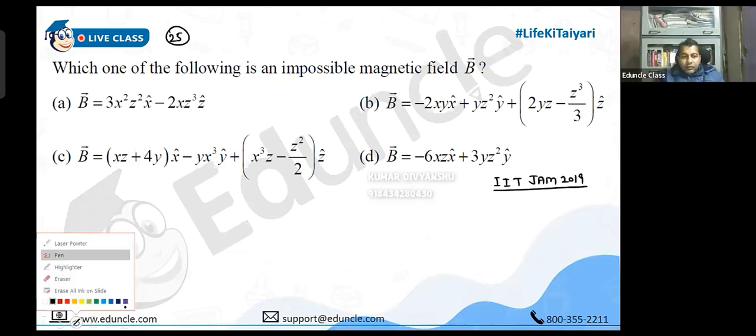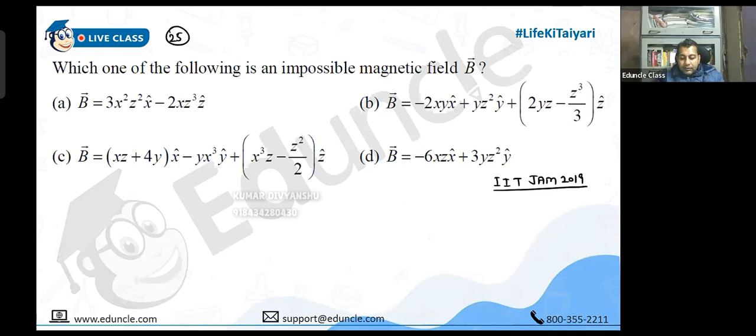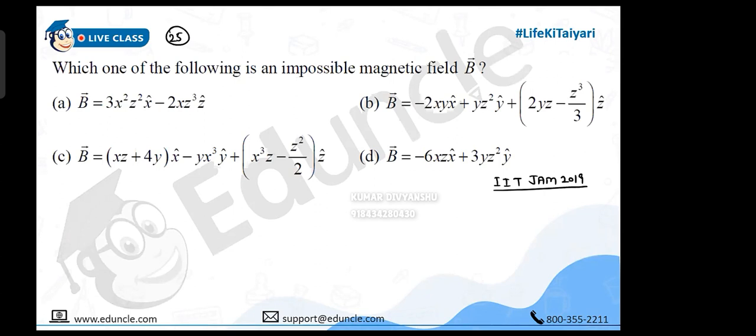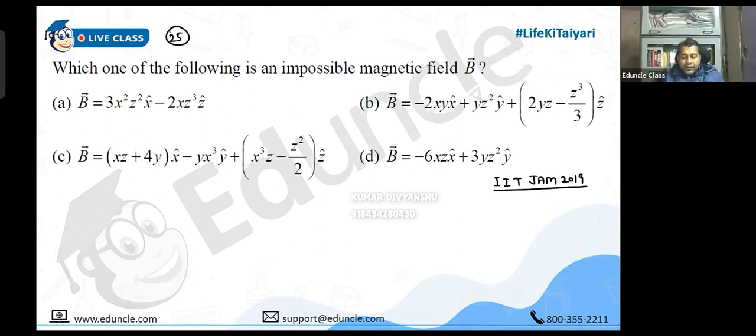So I'm not going to solve this question, I will just tell you the answer, whether you are correct or not. So try this one. How to check? Can anyone tell me? So del dot B should be equal to 0. The one which does not give del dot B equal to 0 is an impossible magnetic field. So you need to check the divergence of all of the options.